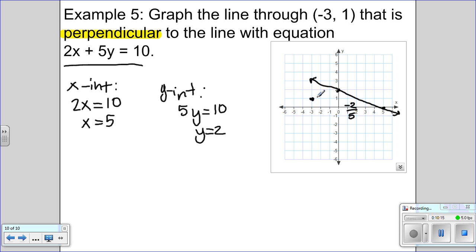Now, perpendicular lines have opposite reciprocal slopes. So from this point here, if I'm going to graph my perpendicular line, I need to count positive 5 over 2. Or I can go in the backwards direction, down 5 to the left 2. And here's my line.